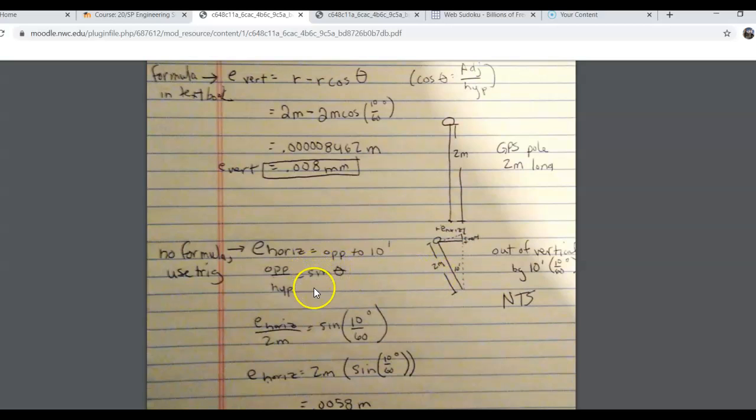So we know that opposite over hypotenuse is the sine of an angle. That means that the opposite, the horizontal error, over the hypotenuse, which is the 2 meters, is equal to the sine of 10 over 60, or 1/6 of a degree. So if you compute this, with the hypotenuse of 2 meters, you just cross multiply, and you get that the horizontal error is 0.0058 meters, which turns out to be 5.8 millimeters, because there are 1,000 millimeters in a meter.